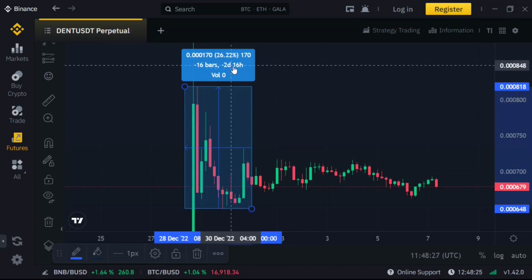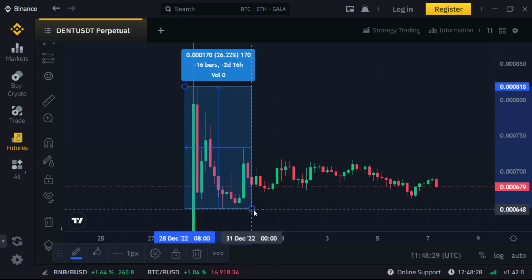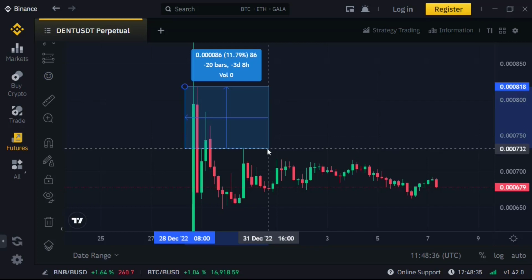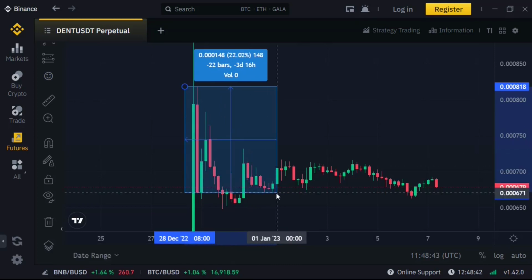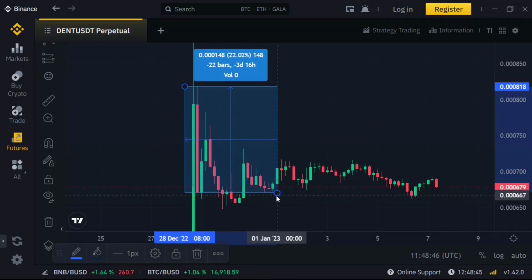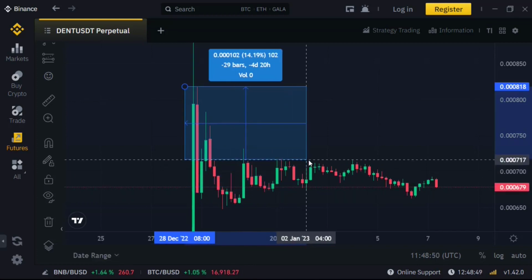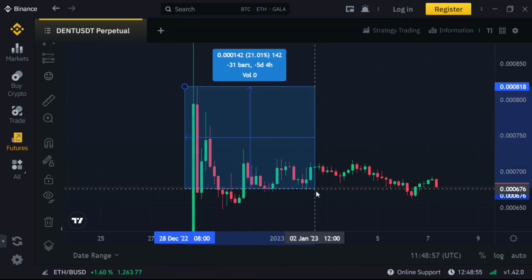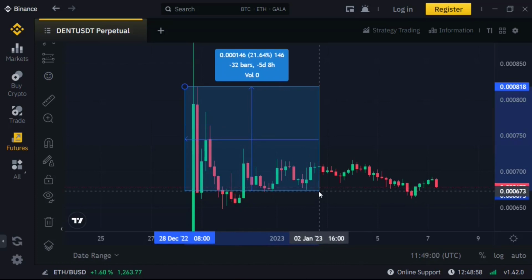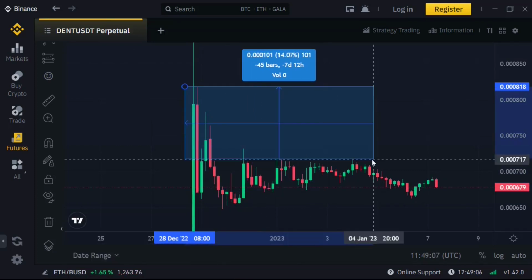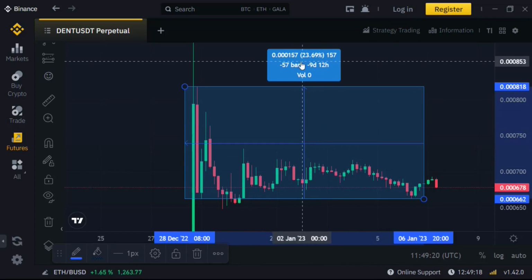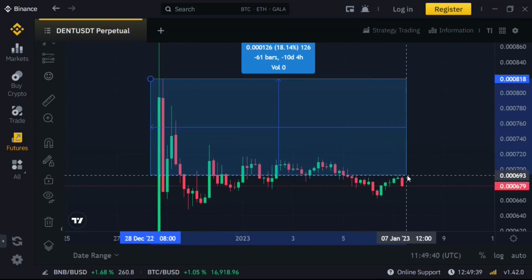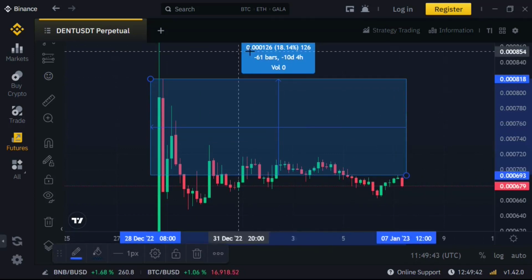And from the highest price of this red candlestick bearish trend starter, the price action of the DENT USDT cryptocurrency pair dipped back down to 26.22% and then bounced up by 11.79% and then dipped back down again to 22.0% and then bounced up again by 14.19% and then dipped back down again to 21.26% and then bounced up again by 14.07% and then dipped back down again to 23.69% and then bounced up again to 18.14%.